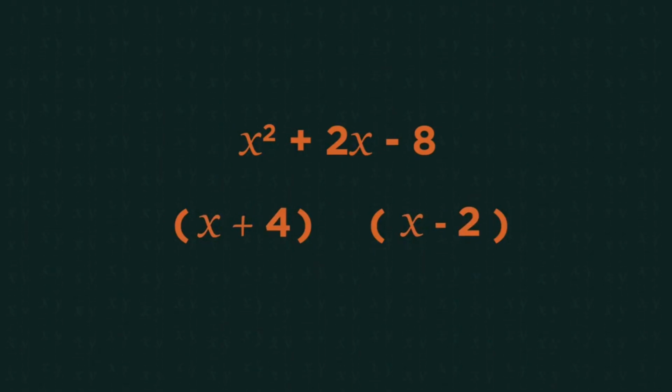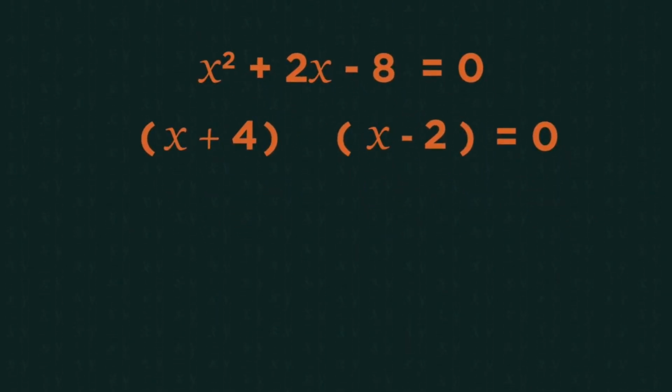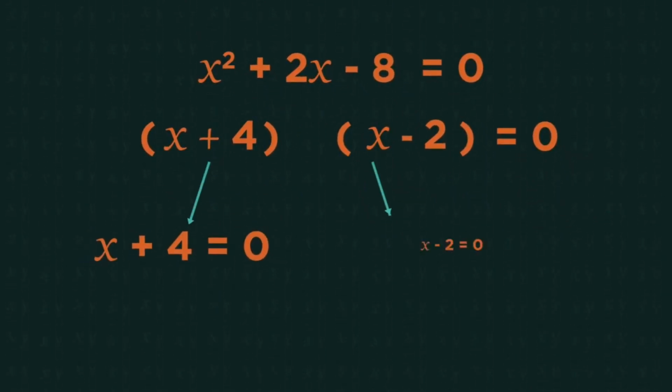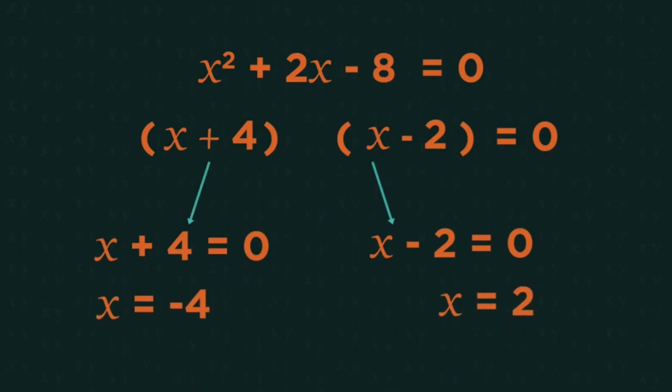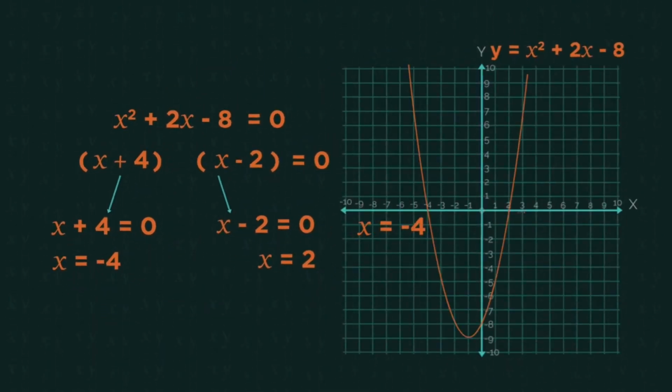To solve this factorised quadratic, we need it all to equal 0. Now we can solve. Make each bracket equal to 0 and solve. That's all there is to it. x is -4 and x is 2. If we plotted this quadratic, these roots are where the curve crosses the x-axis, at -4 and at 2.